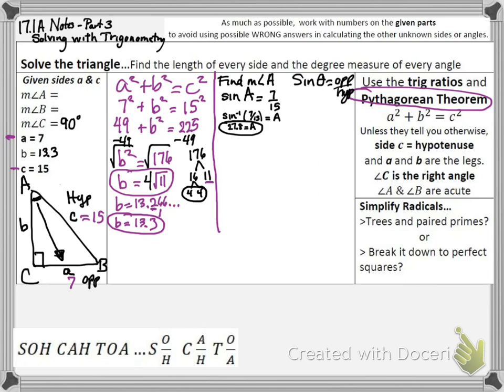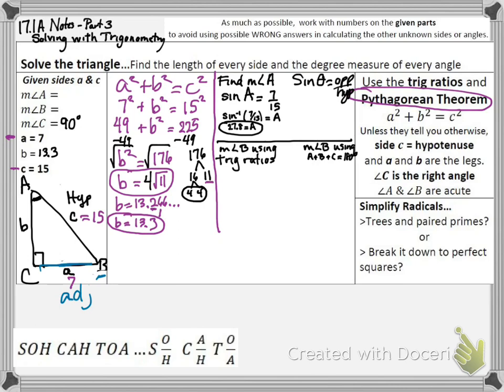Then I need to find the measure of angle B. And I'm going to show you 2 different ways to find the measurement of angle B. I tried to do this without using any numbers that we worked out ourselves, using only numbers that were given to us. If I wanted to do that, I would look at angle B, and now that I'm looking at angle B, I have to say 7 is no longer opposite. 7 is touching angle B, so I'm going to call 7 my adjacent side.